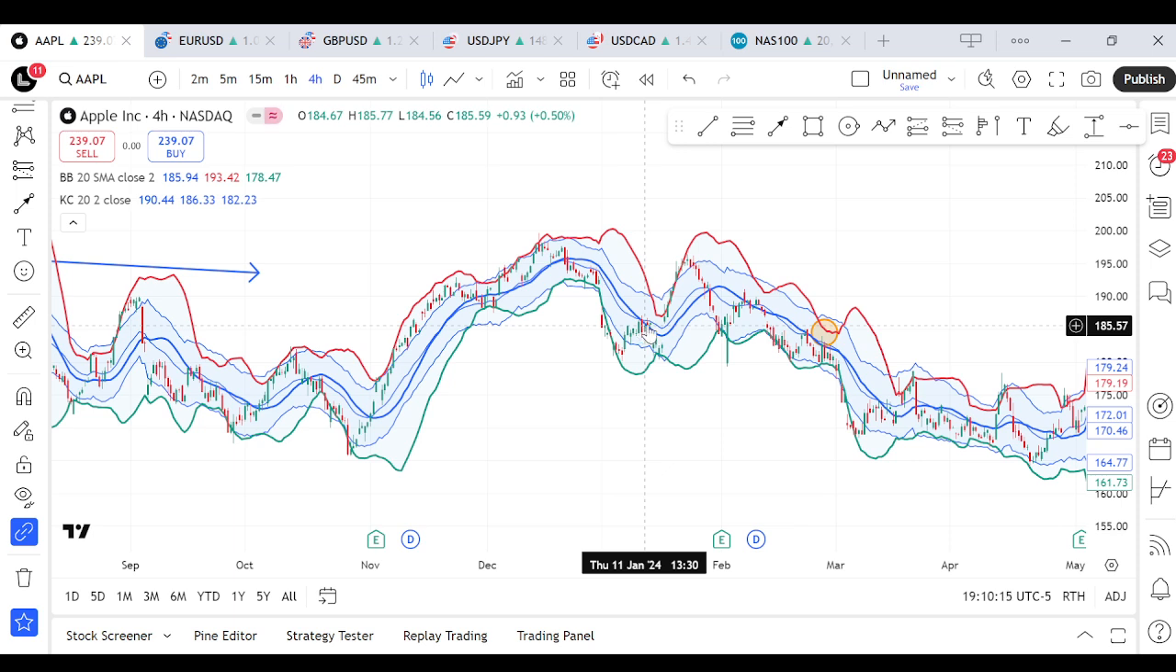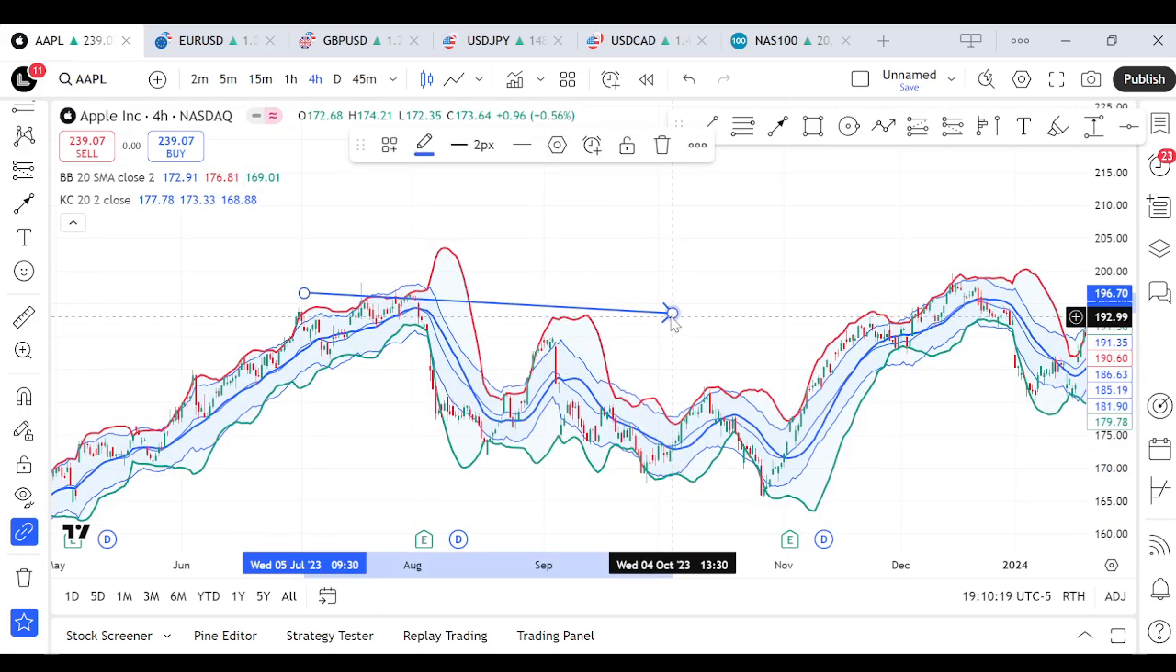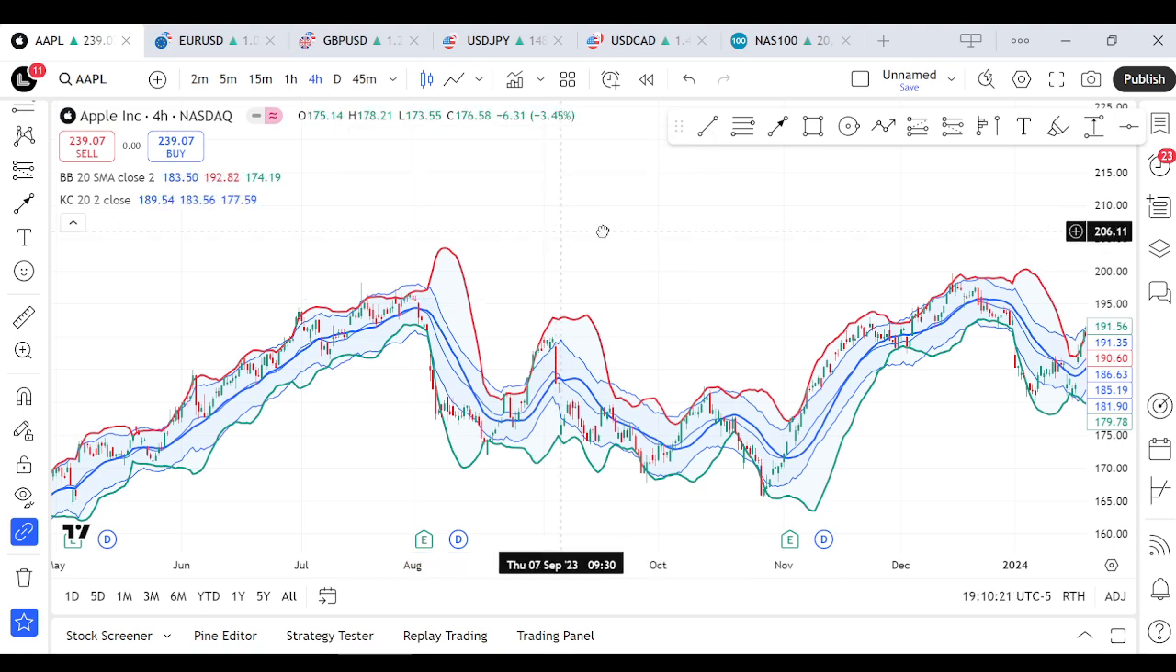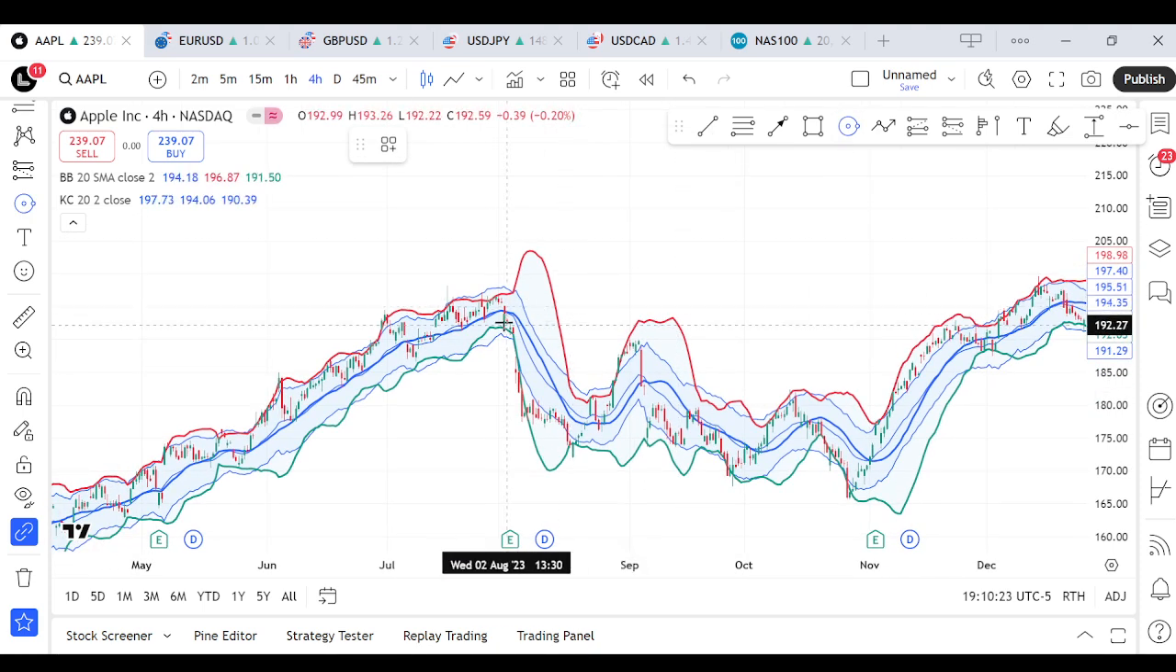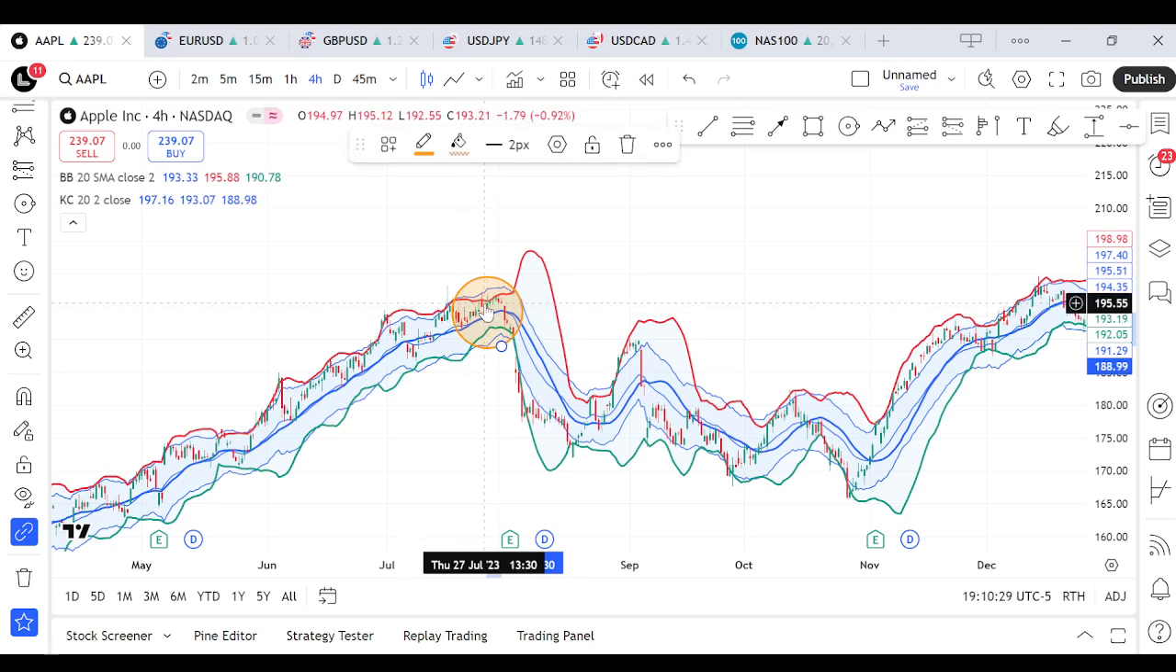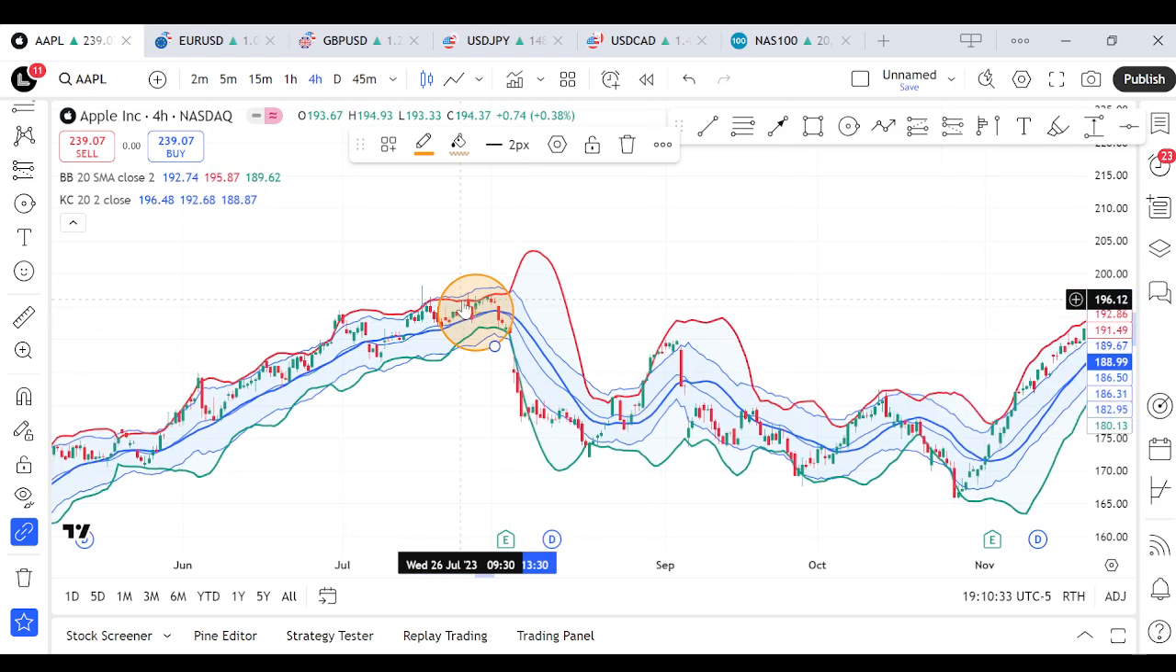So let's just look for a good example, which I'm going to use to explain this. I saw one here, so let's start with that one. We have the squeeze right here. This is called a Bollinger Band squeeze, where the Bollinger Bands squeezed inside the Keltner channel, and it's expected that after the squeeze, price is supposed to break out of this channel either to the upside or to the downside.